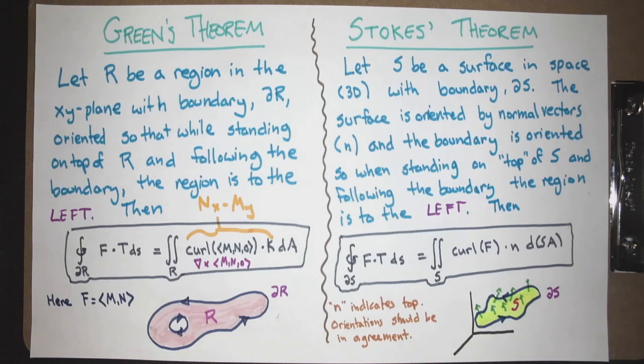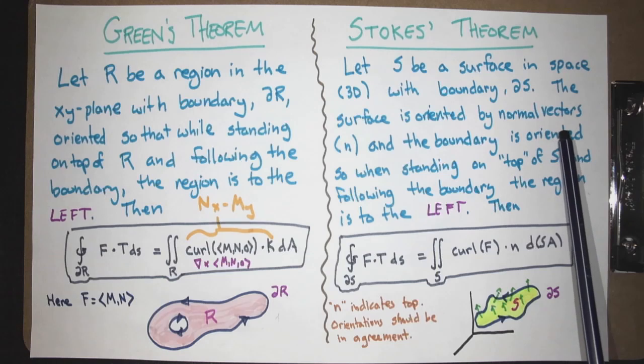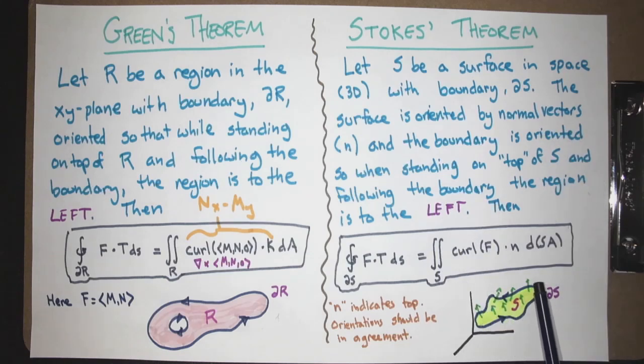There's an orientation. Now, the thing is, we have to be careful because we're going to talk about two orientations: the orientation of the boundary and the orientation of the surface. And they have to be compatible. So the surface, we're going to orient by its normal vectors. And so the normal vectors have two directions. So going up, I don't want to say up, it just depends on the situation.